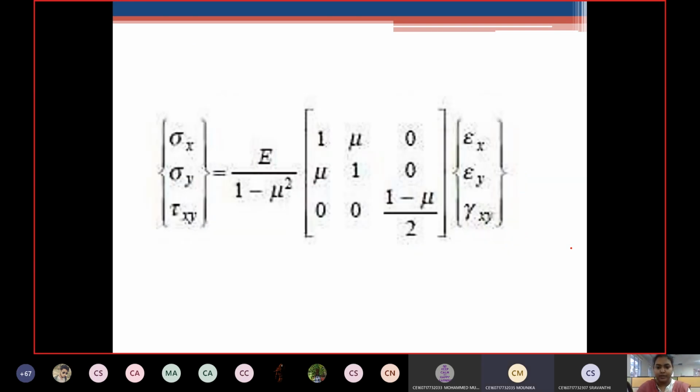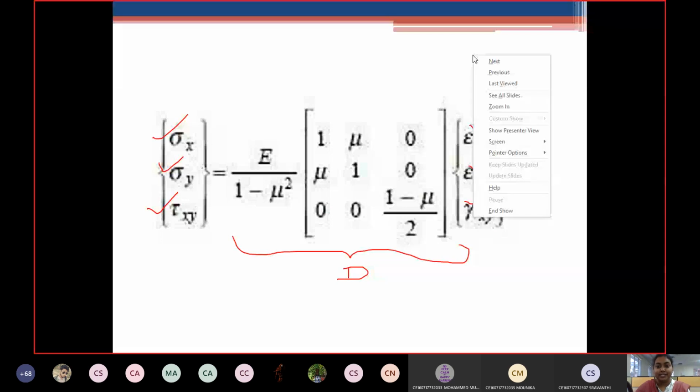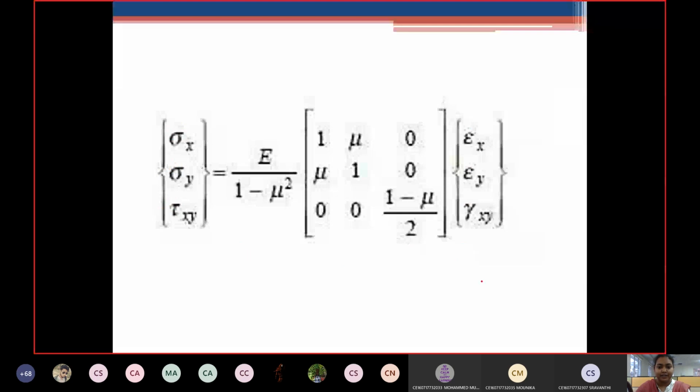Done, ma'am. Okay. Now this is the constitutive relative matrix for plane stress. This is the D matrix for plane stress. Did you note it down, please? When it is only 3 stresses and 3 strains, we are going to get a 3 by 3 matrix. For 3D, we are going to get a 6 by 6 matrix. Are we clear with this? You can note it down that this is called the D matrix for plane stress.